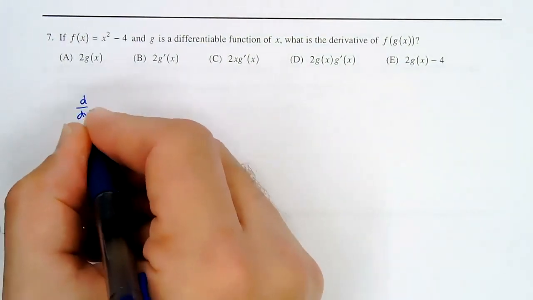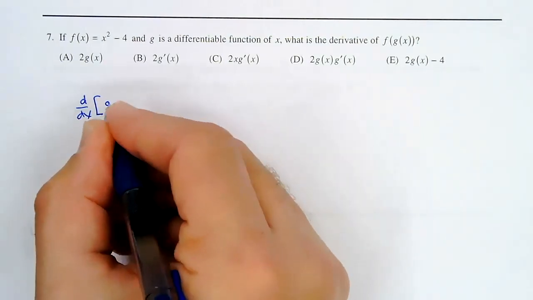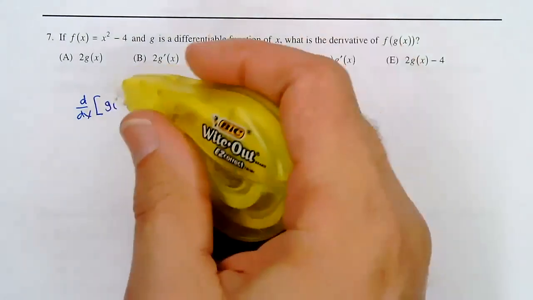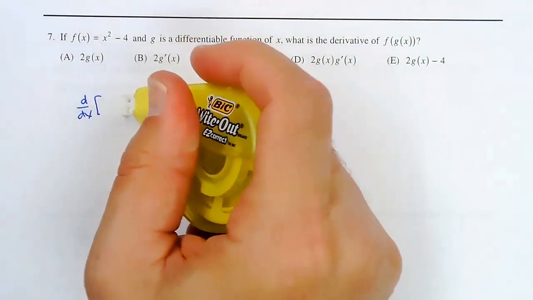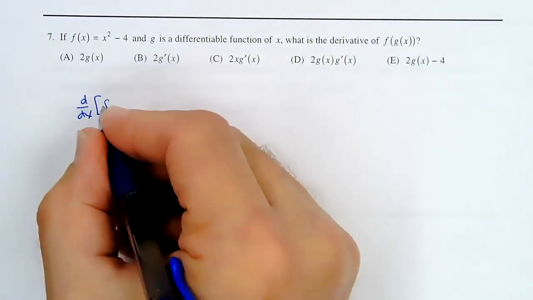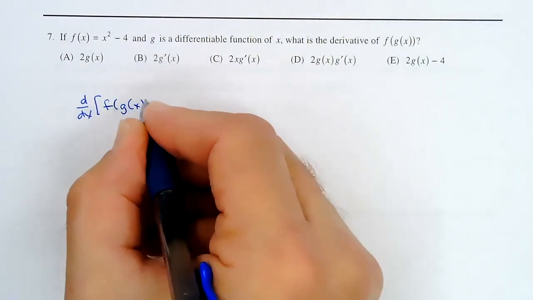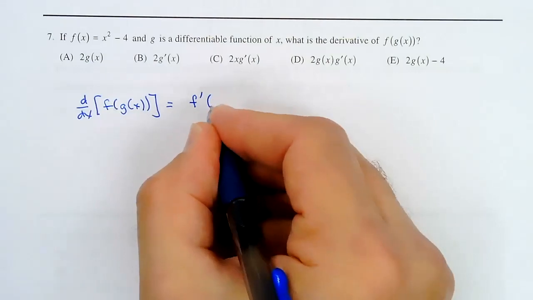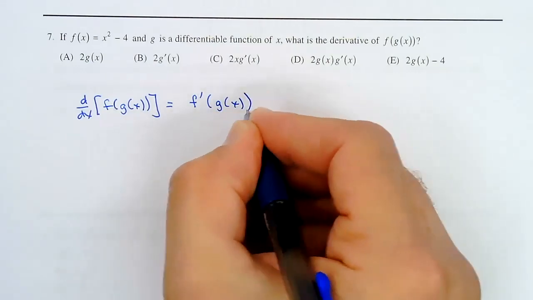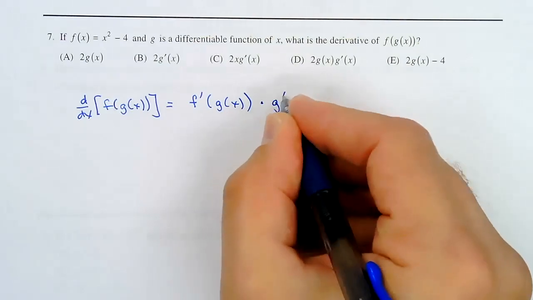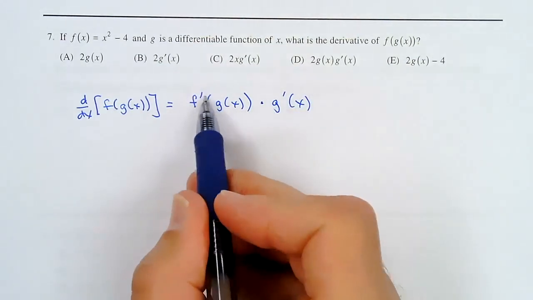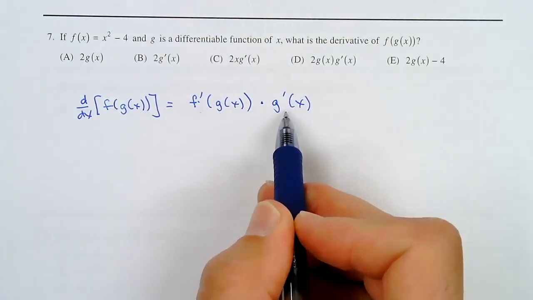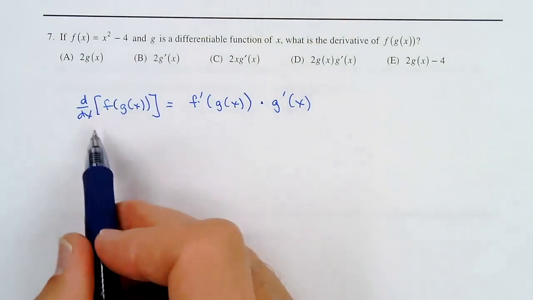So d dx of g of, not g, hold on. Let me fix that, f of g of x is equal to the derivative of the outside function, so that'd be f prime of g of x, and then times g prime of x. So the derivative of the outside function, keeping the inside function inside, and then multiply by the derivative of the inside function. Okay?